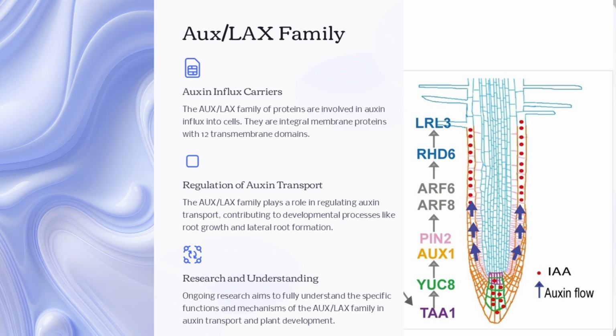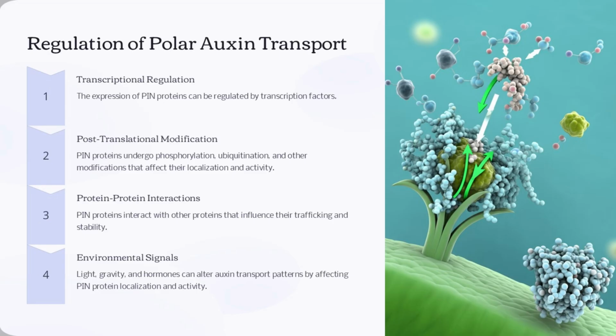The image on this slide shows a plant cell with a green arrow representing the movement of the plant hormone auxin through a PIN protein. This slide focuses on the regulation of polar auxin transport, which is the directional movement of auxin within plant tissues. There are 4 key mechanisms that regulate auxin transport.